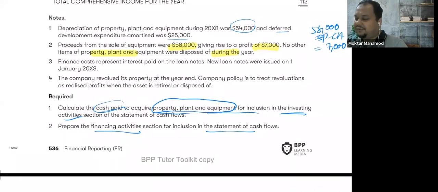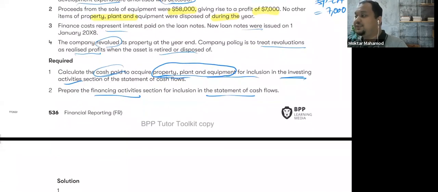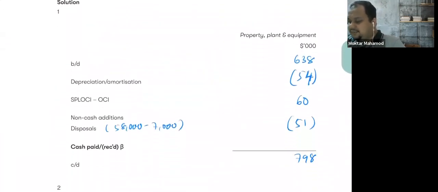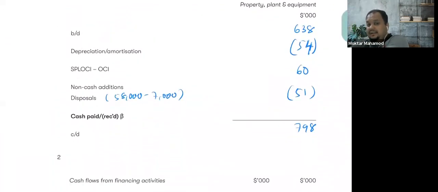Contohnya macam, of course lah, I know development expenditures, but they got nothing to do with PPE. And then finance cost dah lain, and then the company revalued its property. Company policy treat revaluation and realized profit when the asset is retired or disposed, meaning that there is no annual transfer to RE. So balance yang itu je lah. Kalau tidak, adalah ini, tapi dia got nothing to do with this account.